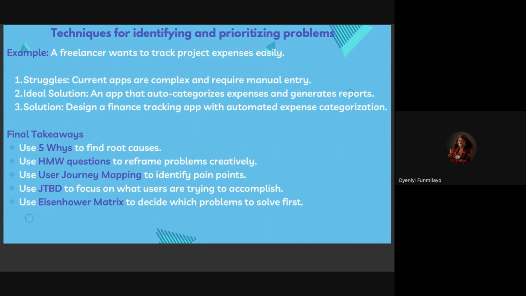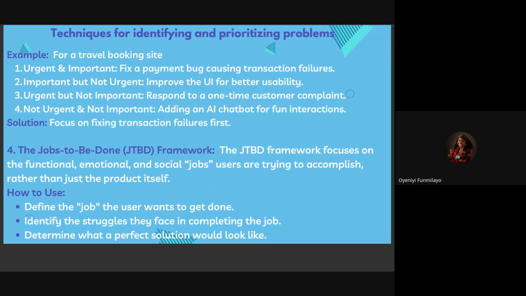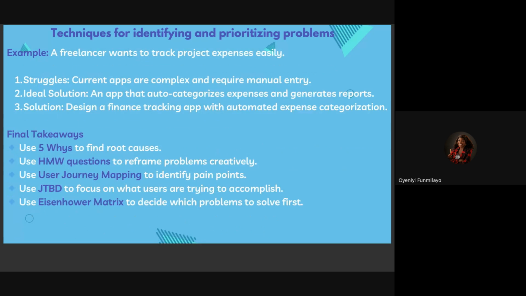That's the job. The next thing we want to do is to identify the struggles they face, right? So what are the struggles they face? The current apps are complex and require manual entry. That's the struggle they face currently. So now, based on this struggle, we want to determine a perfect solution such that this freelancer, who is the user, will be able to track their project expenses easily on the app. So the ideal solution we would come up with will be an app that auto-categorizes expenses and generates reports. That is the ideal solution.